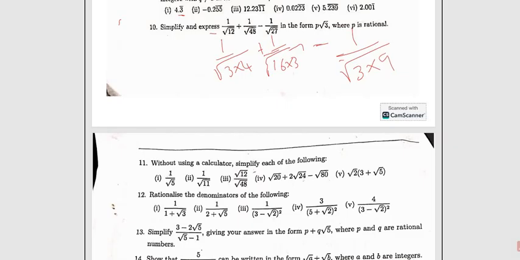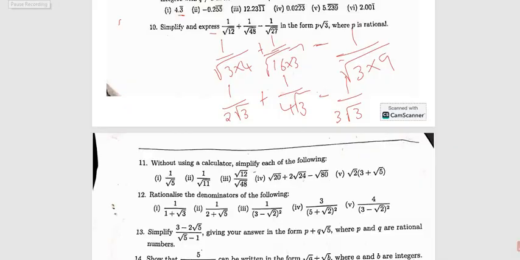Okay, so from there now you see that we're going to have 1 over, what is the root of 4? It will be 2 times root of 3. Then plus 1 over, what is the root of 16? It will be 4, then the root of 3. Then minus, what is the root of 9? It will be 3 times root of 3. So from here now, you can see that when we do this we can simplify it into its simplest form.